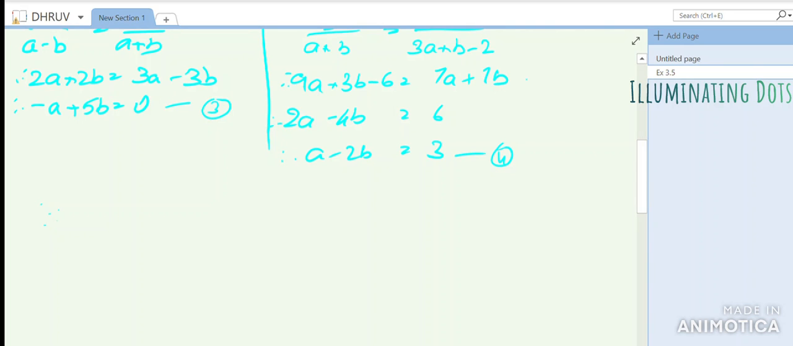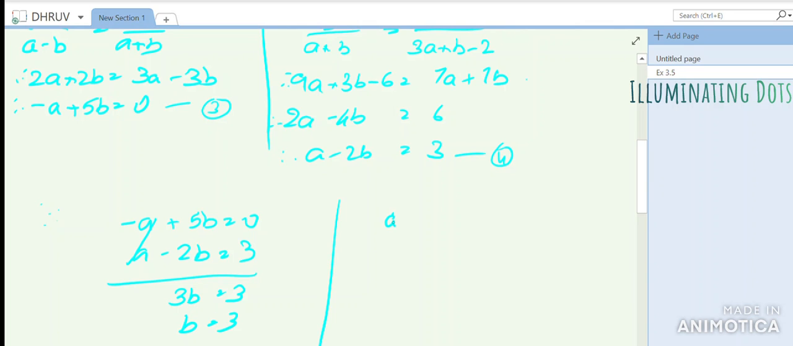So we have minus a plus 5b is equal to 0, and a minus 2b is equal to 3. So we are left with 3b is equal to 3, therefore b is equal to 1, and a minus 2b is equal to 3, therefore a minus 2 into 1 is equal to 3, therefore a minus 2 is equal to 3, therefore a is equal to 5. So we got the value of b, we got the value of a. So we are done here. This was the first part.